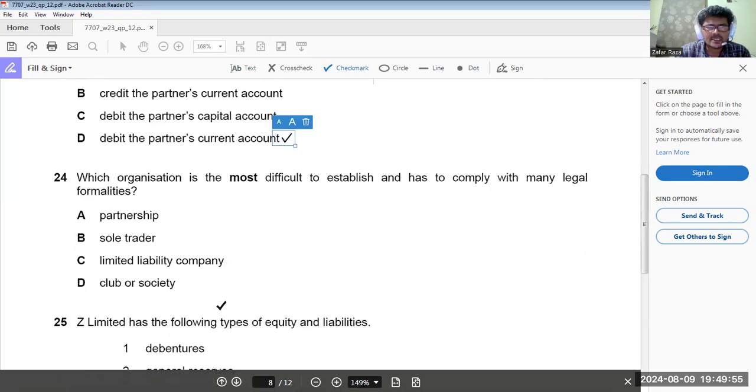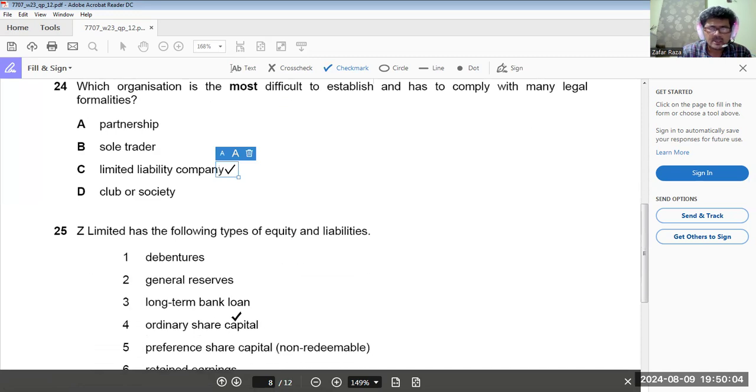Now 24, which organization is the most difficult to establish and has to comply with many legal formalities? Yes, limited liability company. There is no other option. Difficult to establish. Partnerships and sole traders are easy to establish, and even clubs and societies are also easy to establish.